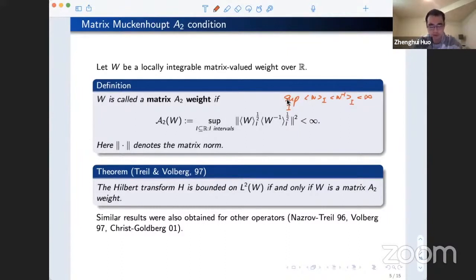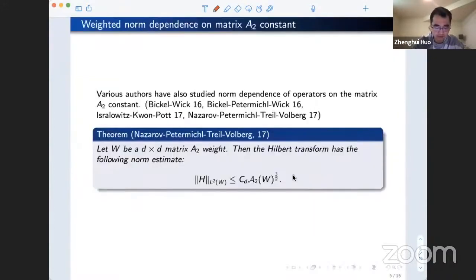A result by Treil and Volberg in '97 showed that the Hilbert transform is bounded on this weighted space if and only if this matrix weight W satisfies this A2 condition. A similar result will also obtain for other operators such as the vector valued version of maximal operators, Calderon-Zygmund operators, and so on. As to the norm estimate, there are also people making progress recently for various operators in the matrix weight setting. And one of the best results obtained for operators such as the Hilbert transform was due to Nazarov, Petermichl, Treil, and Volberg in '17.